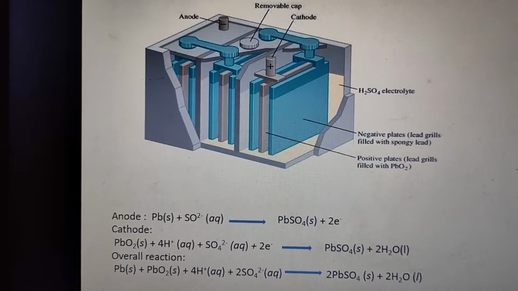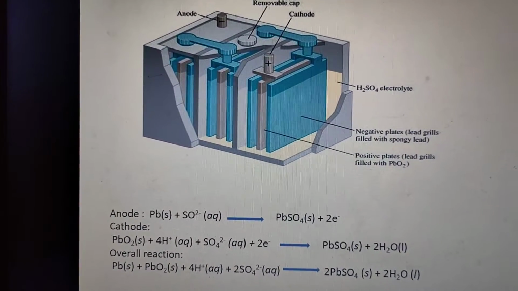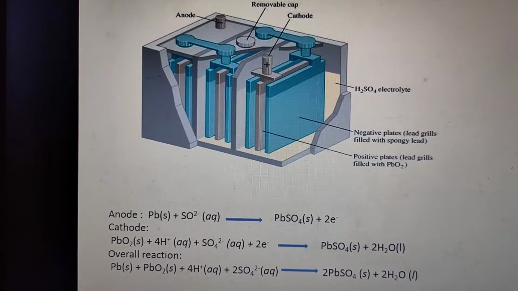Now, what is the anode reaction? In the anode reaction, the Pb is oxidized to PbSO4.